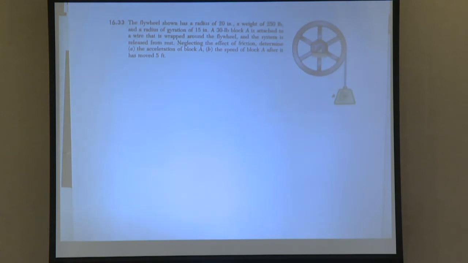I always tell people that chapter 16 is literally just statics, but instead of everything equals 0, everything equals either MA or I alpha. And then you're just solving for stuff. So this problem says, I think this was a homework problem. Was it? Yeah, I thought so.